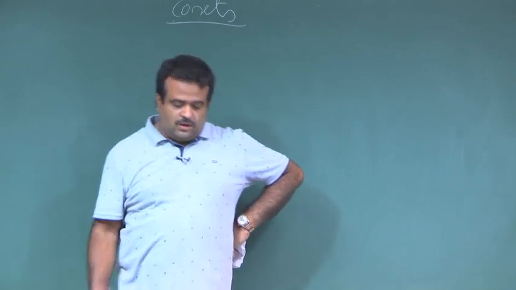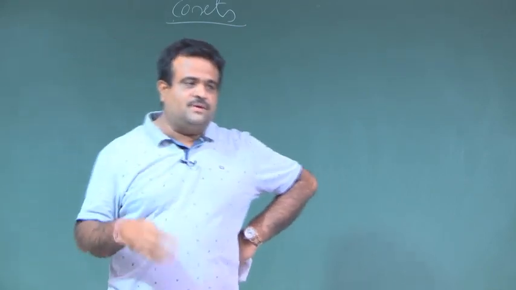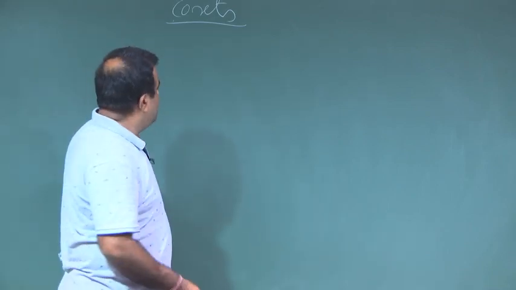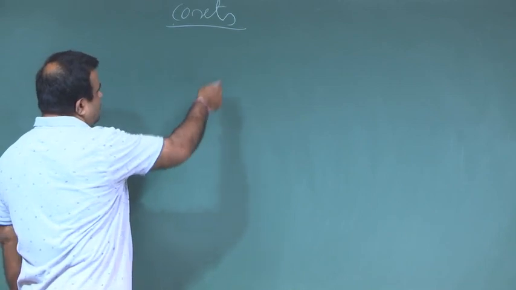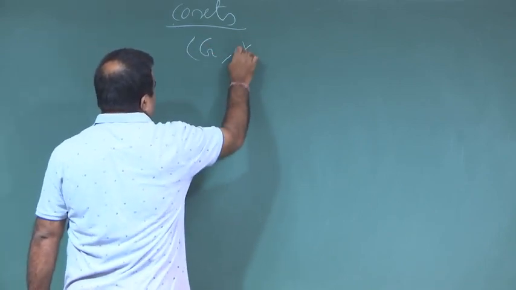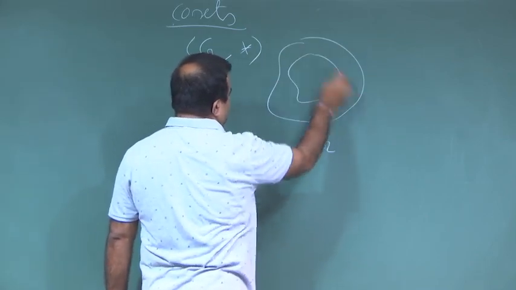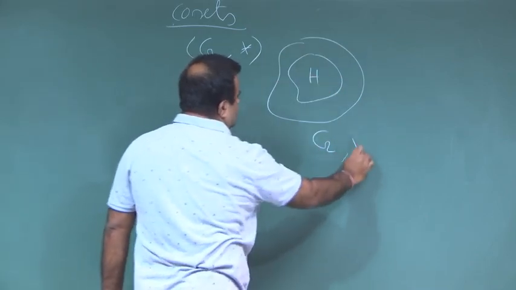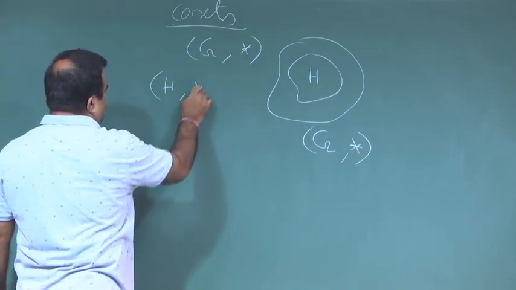Okay, so we are talking about cosets. Basically, we have defined the left coset of a subgroup of G. So again, let us just recap. Let G be a group, and H is a subset of G which is also a subgroup. Say H is a subgroup of G.